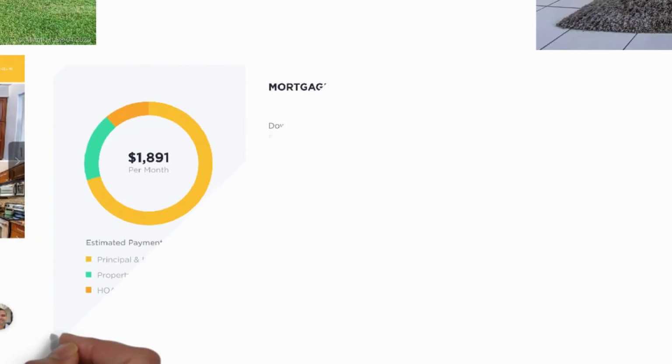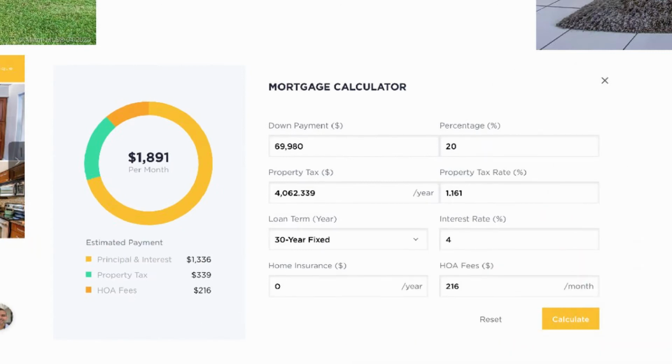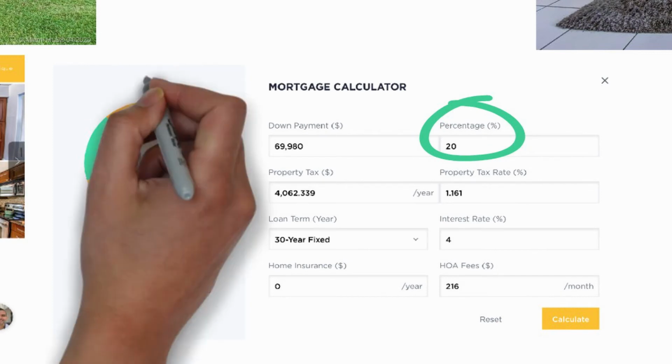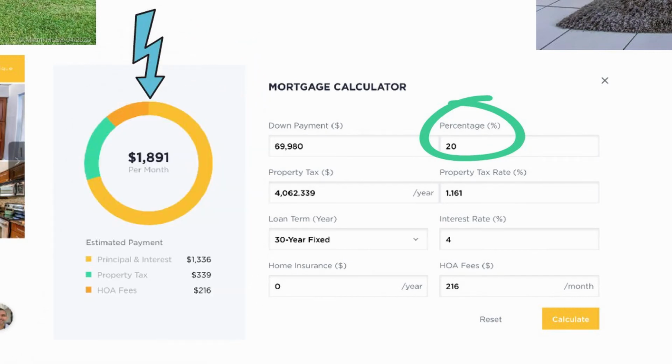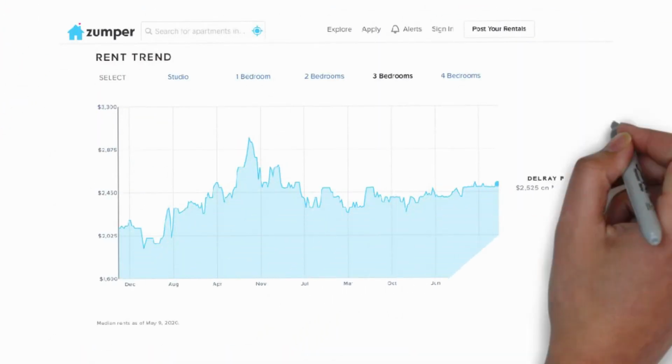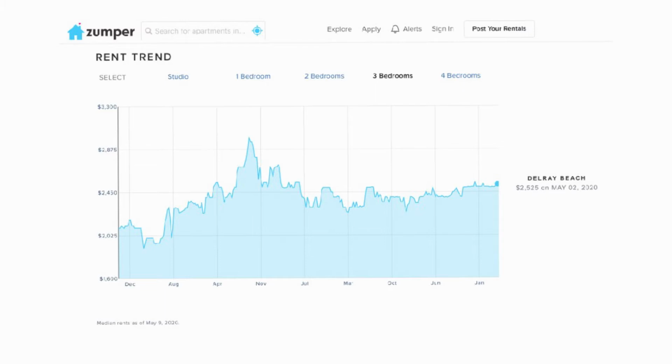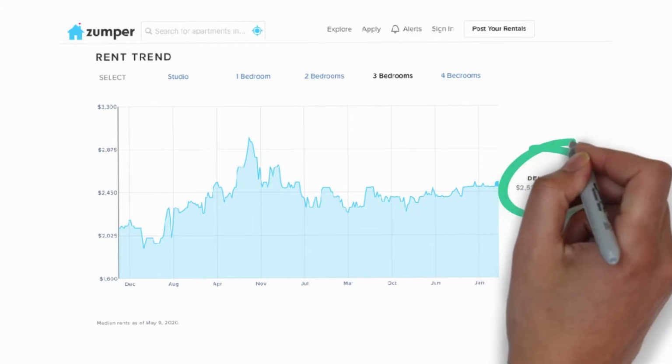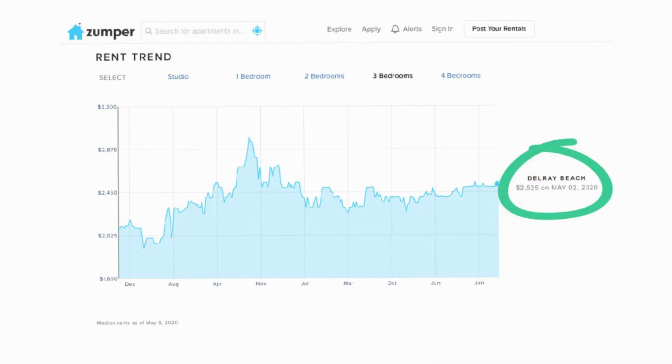Consider this example. If you pay 20% down and include PITI expenses, that's principal, interest, taxes, and insurance, you would end up paying about $2,000 a month. And if you look at the average rent in Delray for a 3-bedroom home, it's currently $2,500. This means that the property will cash flow. All right? So we have the house, we know the overall numbers.